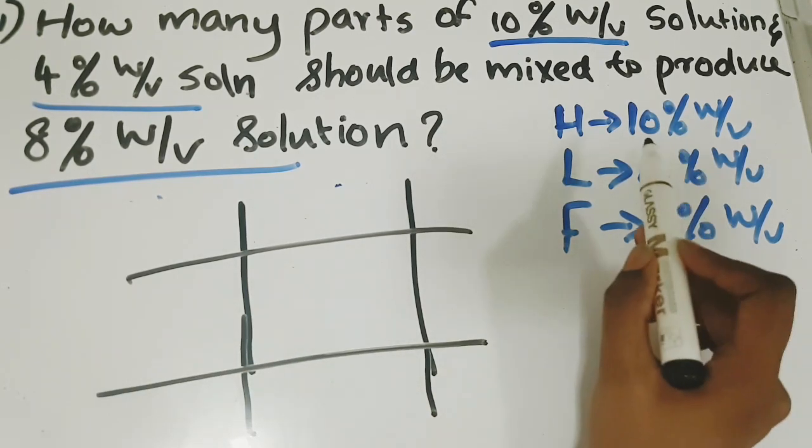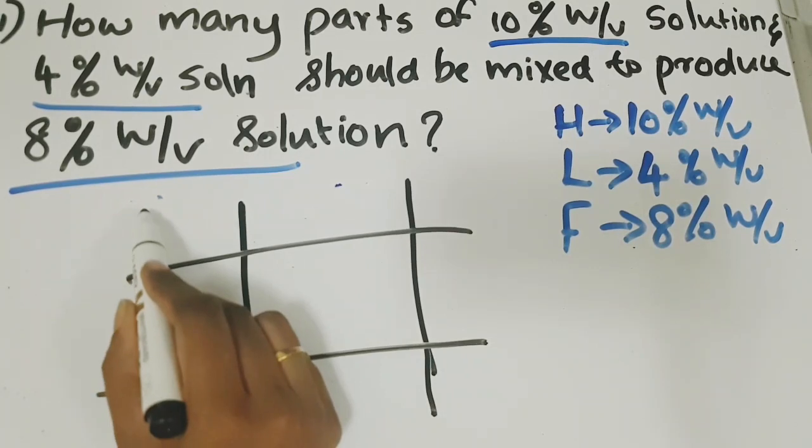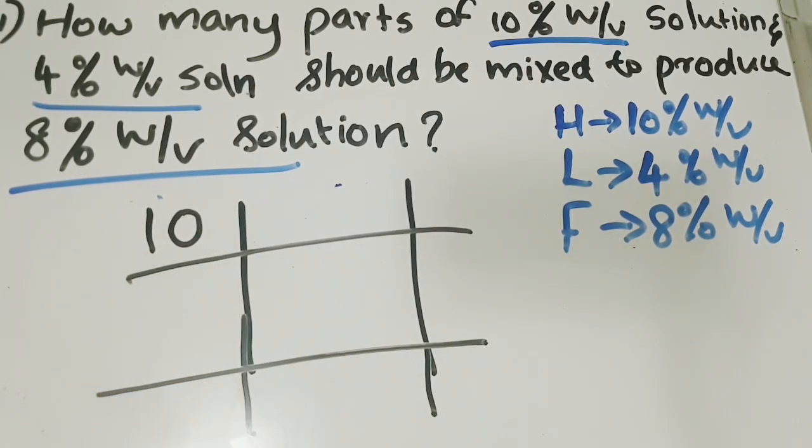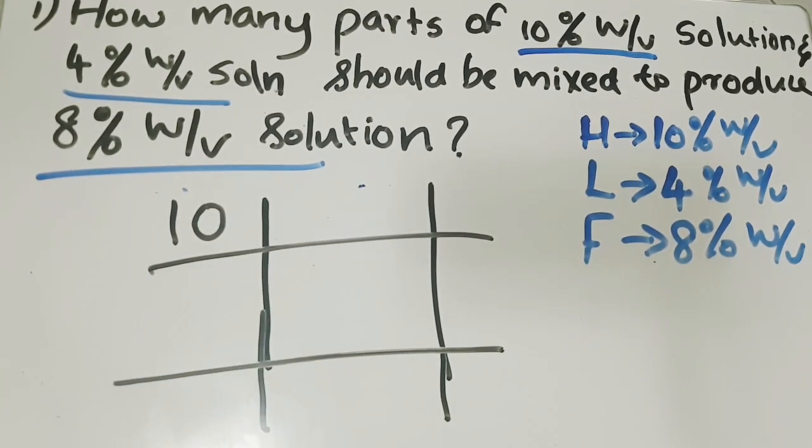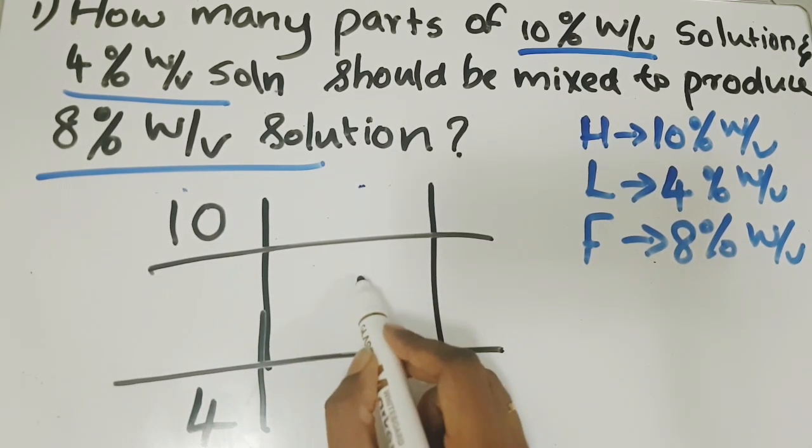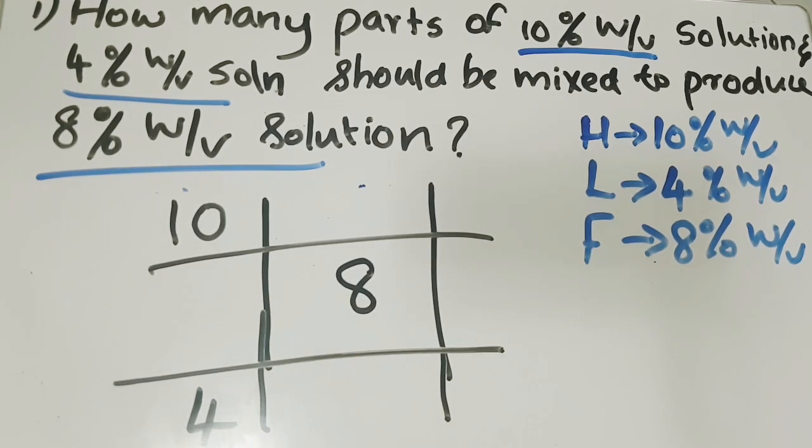So we know the higher concentration, that is 10%. So higher concentration we have written it here. Then lower concentration that we have written in the bottom left corner. Then the desired or intermediate concentration that we have written in the middle of that alligation grid. Okay, now we have to find out the difference diagonally.